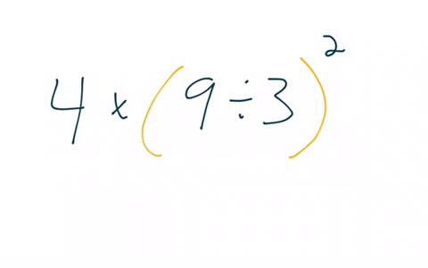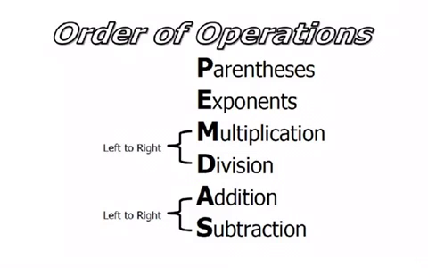4 times, we've got 9 divided by 3 in parentheses, and then we've got that exponent up there, which means squared, which means to the power of 2. So we have to remember our instructions when we have this. Our instructions kind of go like this. Parentheses, exponents, multiplication and division. You do those left to right. Addition, subtraction. So you can remember PEMDAS.